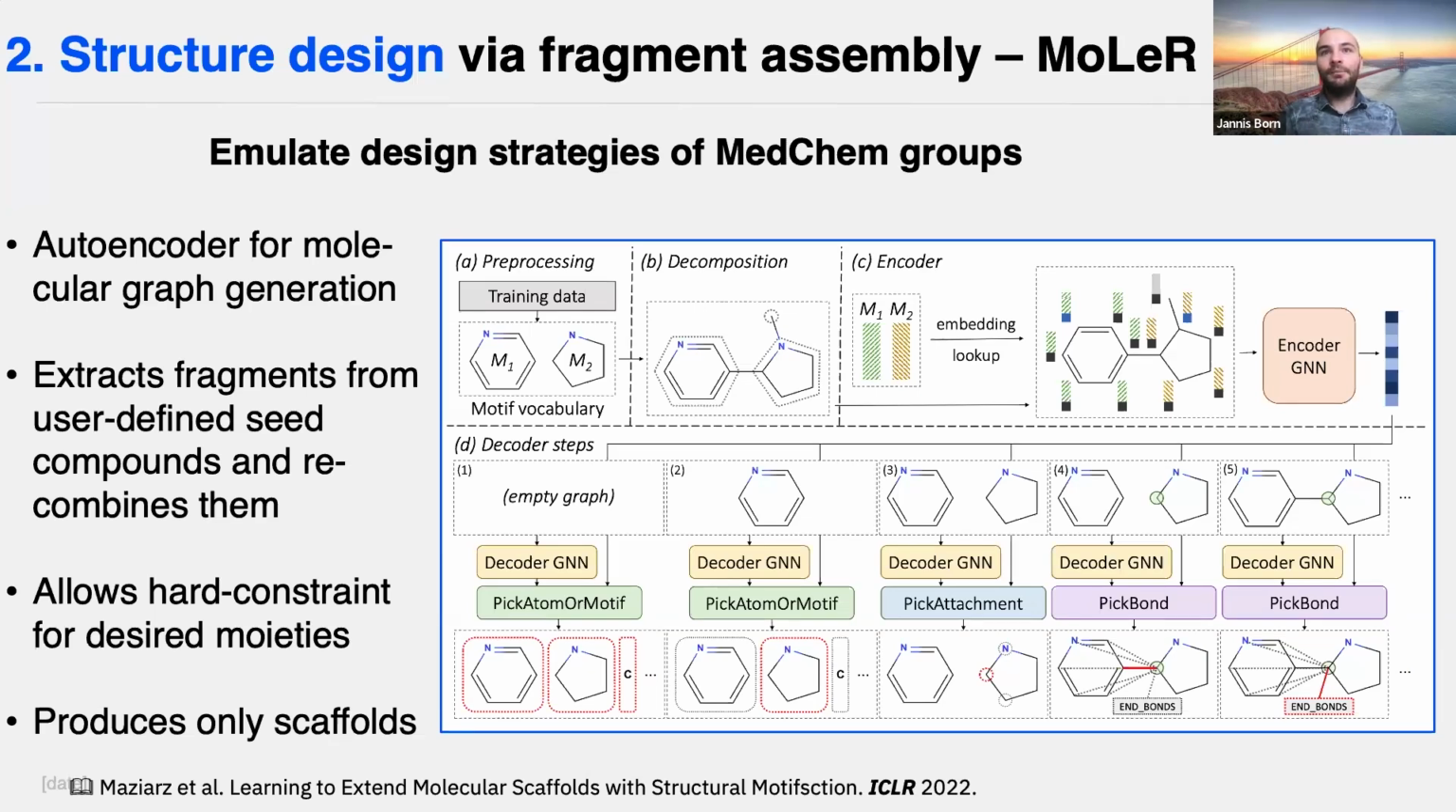So the model that we're using is called Molar. It's quite flexible because you can condition it on motifs, on substructures, on fragments. So there's both a way to hard constrain the models on certain substructures, but also to soft constrain it, to sort of prime it, to generate some chemical matter that is close to something that you have. But it only produces really scaffolds.